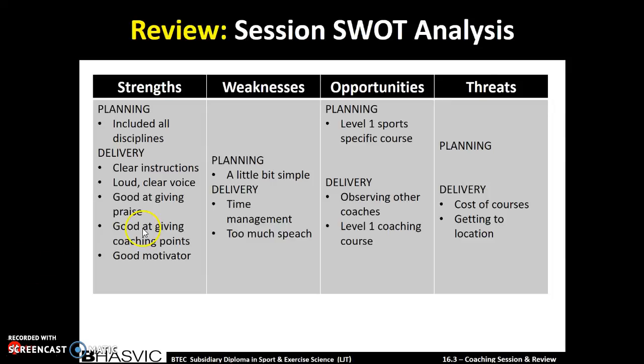Now to look at some of the weaknesses I believed I had within the planning of my session. A weakness I think I had, even though the drills did cover all the disciplines as said as one of my strengths, is that it could be argued that they were quite simplistic. There was a progression system which I did have planned, as can be seen in the session plan previously in the video. However, striking and fielding wasn't an area where I was massively experienced, so I didn't know a whole lot of drills that I could use within my session.